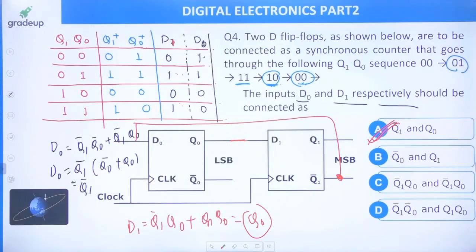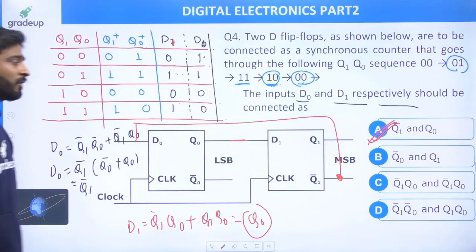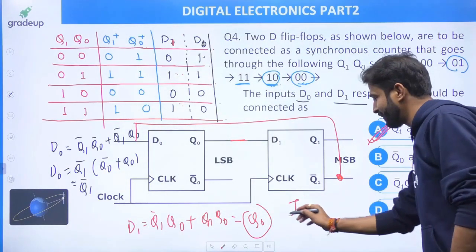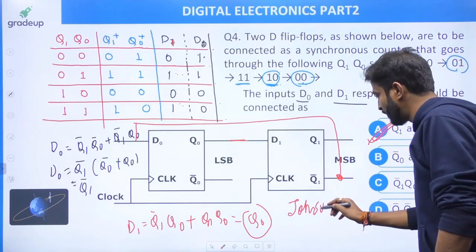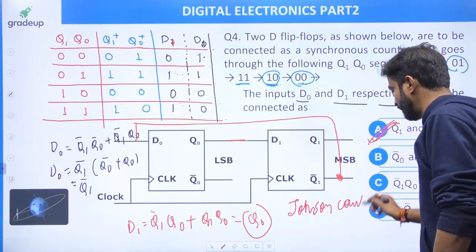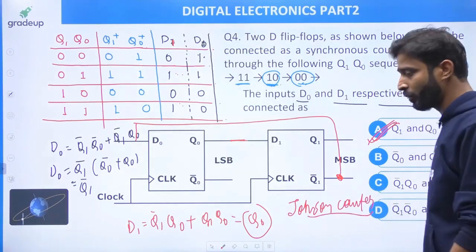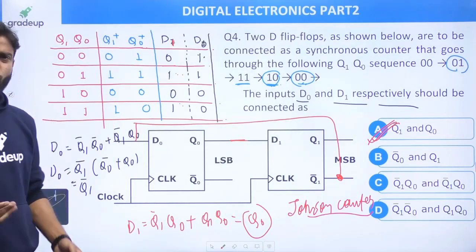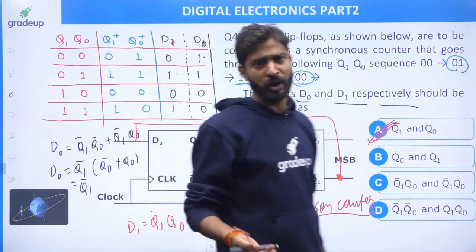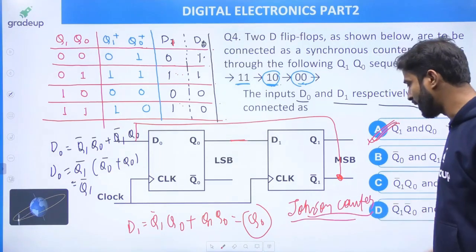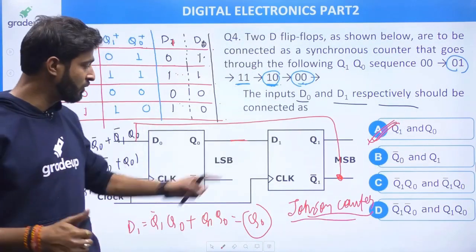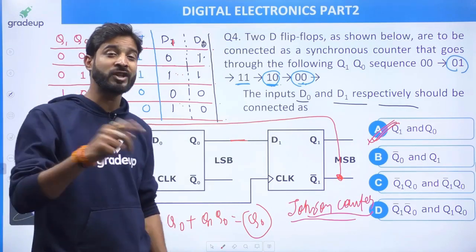It is a counter we have designed, and it is nothing but a Johnson counter, right? The name of this counter is Johnson counter. There are two types of synchronous counter, ring counter and Johnson counter. And the Johnson counter has another name, right? The first name is the Johnson counter, second name is twisted ring counter.